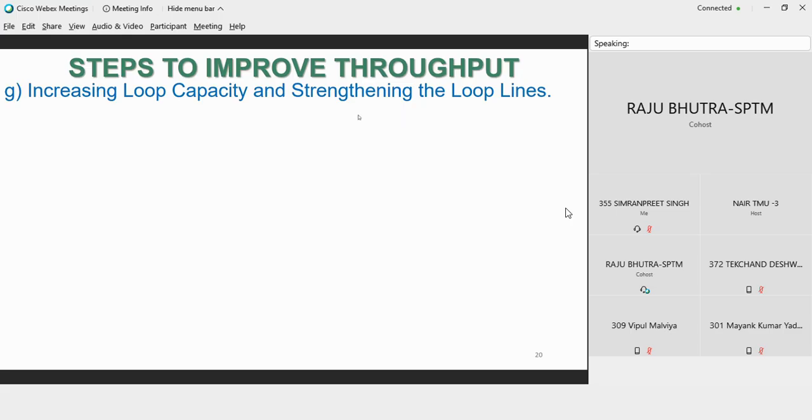Increasing loop capacity and strengthening the loop lines. So if we are able to increase the length of loop lines and we are able to strengthen them, we can carry longer trains. We can have long haul train movements, and we can also carry heavy haul trains if we are able to strengthen the loop line.